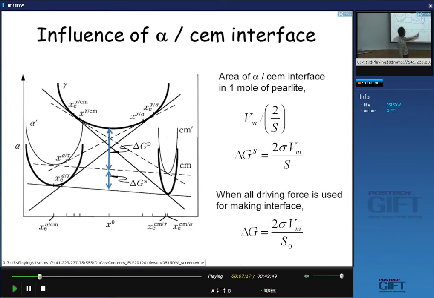When you consider the effect of the interface on the carbon concentration in cementite and ferrite, it has less effect because, as you know, the free energy curve of the cementite has a very narrow, sharp shape. So this amount of free energy increase will have a negligible effect on the equilibrium concentration of carbon in cementite. Similarly, the concentration of carbon in ferrite is very small. Actually, this figure is very exaggerated. The free energy curve of the ferrite is very close to this axis, so it also has a negligible effect.